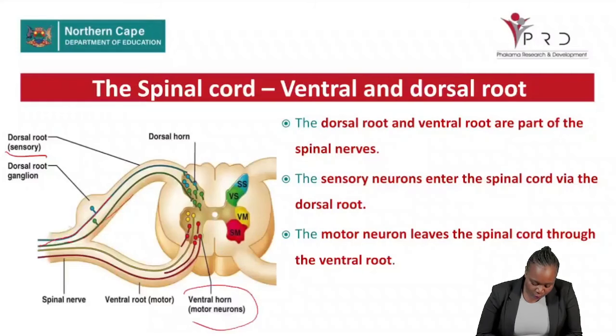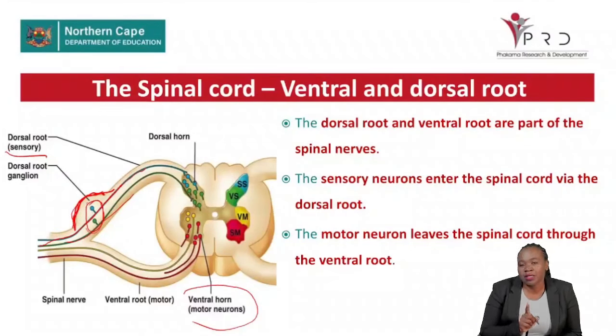And we also have what we call the dorsal root ganglion. This ganglion is like a bump that accommodates the cell body of the sensory neuron. So that is one of the ways in which you are able to differentiate between the motor neuron and the sensory neuron when you are looking at the spinal cord. So right in the dorsal root, you would see the dorsal root ganglion, and then you would know that here we have the sensory neuron entering the spinal cord.